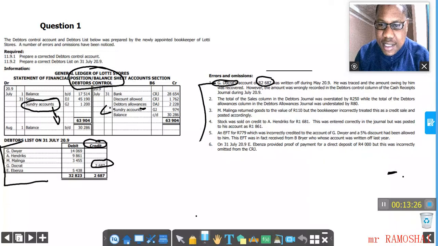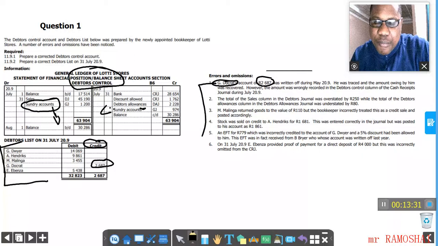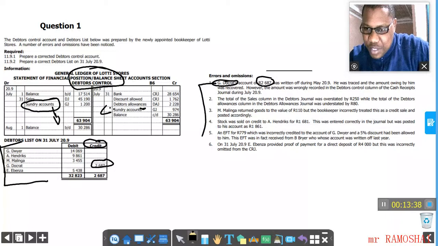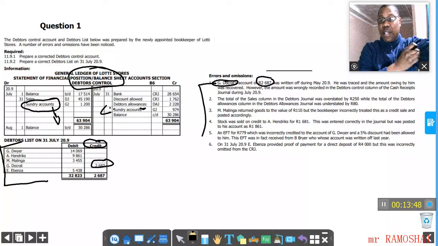Number two, it says the total of the sales column in the debtors journal was overcasted by 250, while the total of the debtors allowance column in the debtors allowance journal was undercasted by 80 rand. Right. So what do we do? If they say it was overcasted, it means they have recorded more. So what do we have to do? We have to reduce the more that they have added, right?